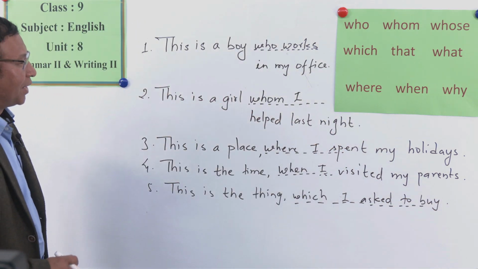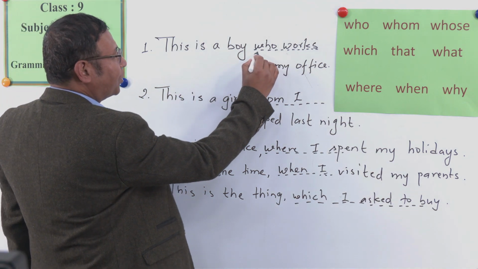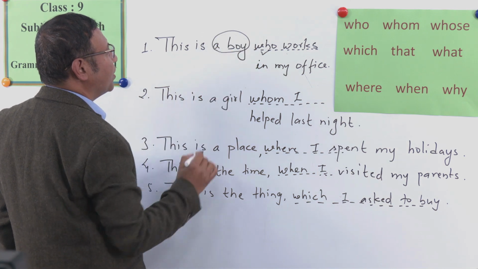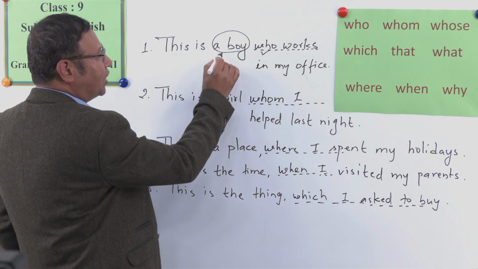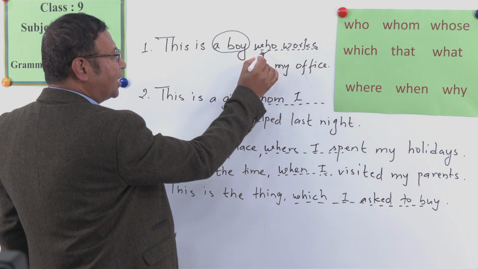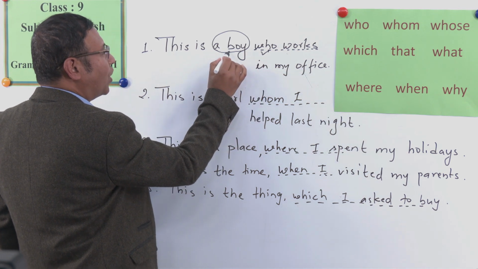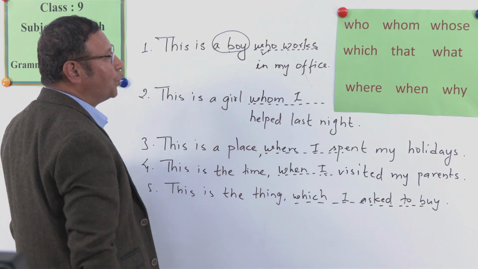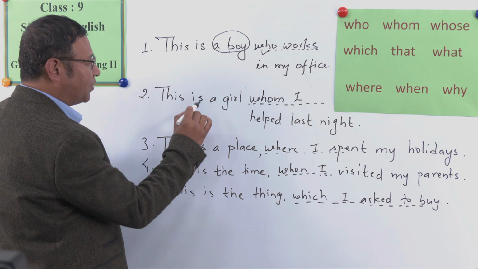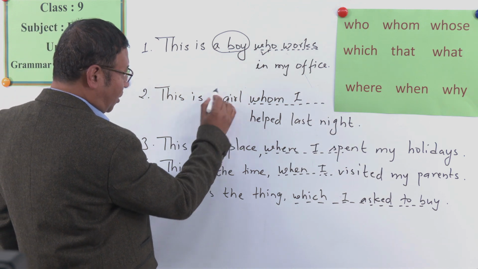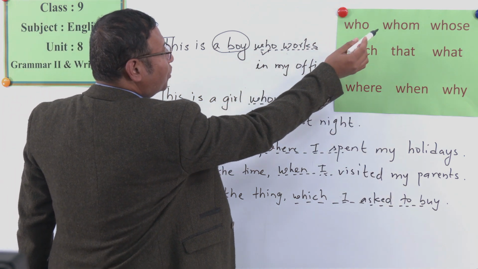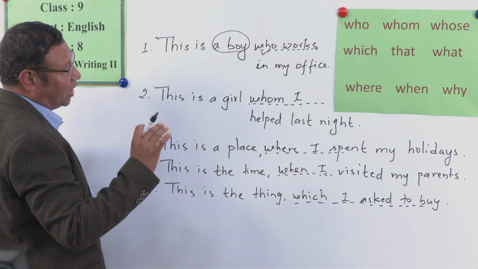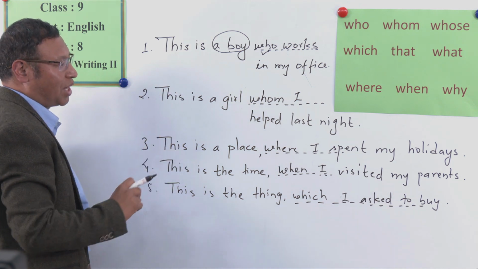So in this way, let me tell you, who is used for the boy. This noun has been replaced by who. This who relates to, or describes, this boy, and therefore who is a relative pronoun. Similarly, this talks about a girl. Actually who, whom, whose are all used with persons, we'll talk about that also.